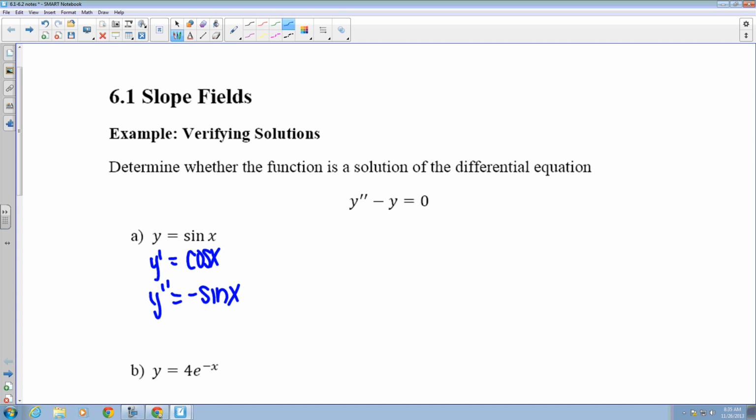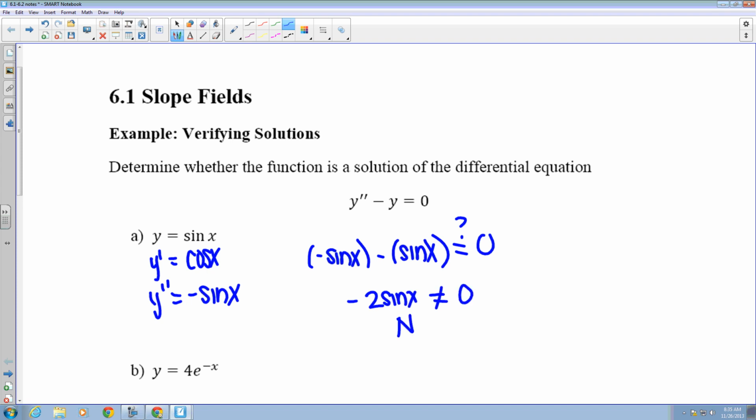And then we plug everything in where it needs to be. So negative sine of x minus sine of x. We're trying to check if that's equal to 0. This is negative 2 sine x, which is not equal to 0, so this one is no. That's not a solution.